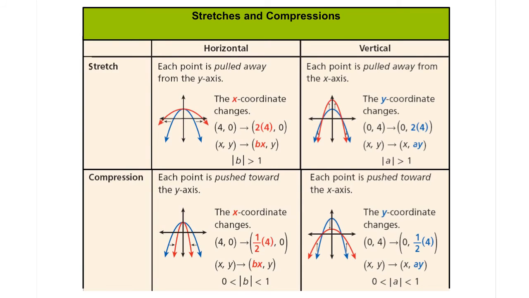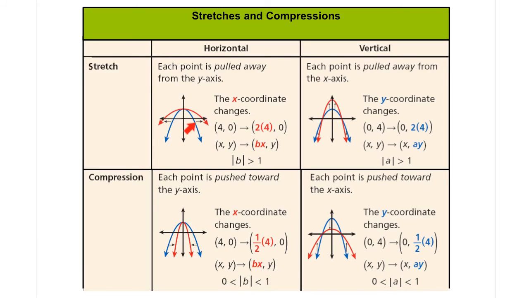Next, we're going to be looking at stretches and compressions. In this table from your book, they're really summarizing everything for you, and this is something to refer back to a lot. Stretches and compressions happen when you end up multiplying your coordinates by a number. So a horizontal stretch is when each point is going to be pulled away farther from the x-axis. So your x value is what's changing. It's going to be multiplied by a number. In the example here, they're multiplying it by 2.